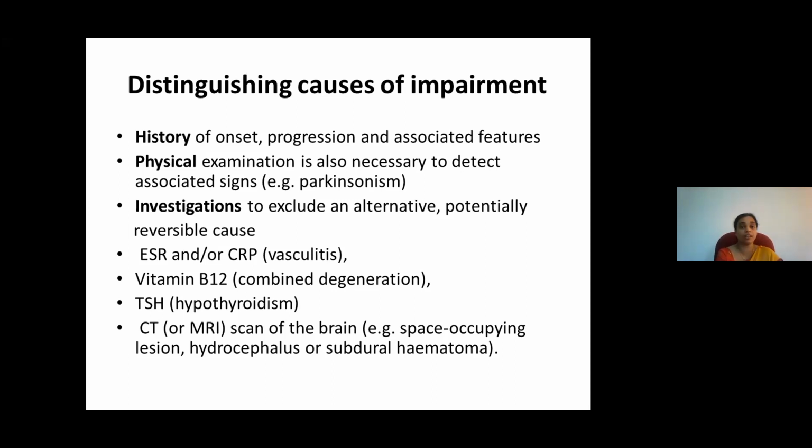Then a thorough physical examination to detect any hidden signs like Parkinson's. If somebody is having cognitive impairment and Parkinson's, it is pointing towards Lewy body dementia or Parkinson's with dementia. So the history will be important to differentiate, and some investigations to detect alternatives as well as potentially reversible causes. Like we do vasculitic screening, vitamin B12, hemoglobin, TSH to detect hypothyroidism, and imaging to see if there is a space-occupying lesion, hydrocephalus or subdural hematoma. So these are also dementia mimickers.